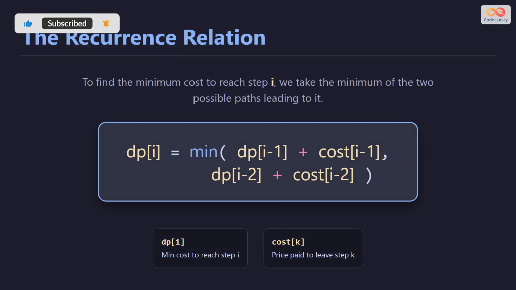This logic gives us our recurrence relation. The minimum cost to reach step i is the cost of step i itself, plus the minimum of the costs required to reach the 2 previous steps. This formula is the heart of our solution.